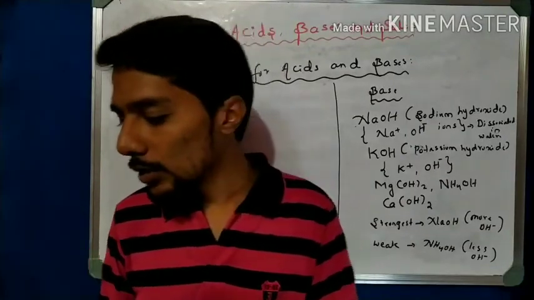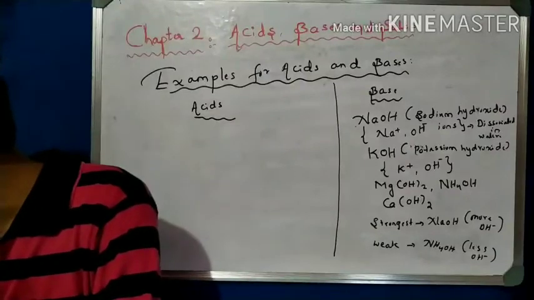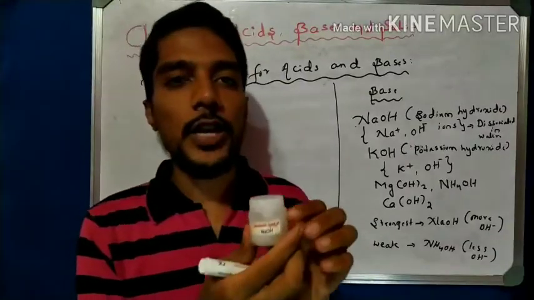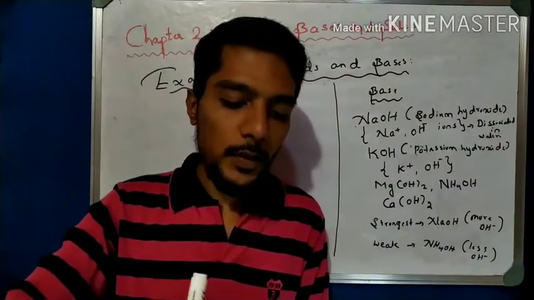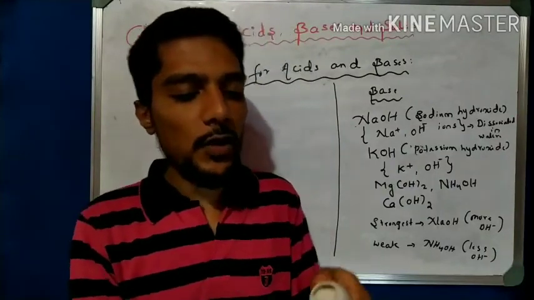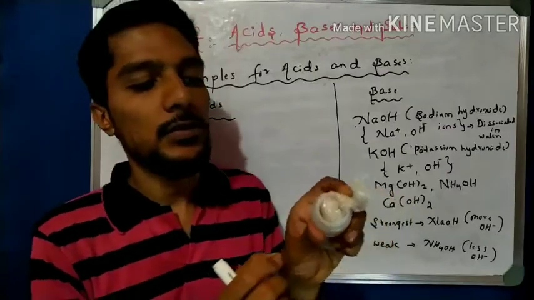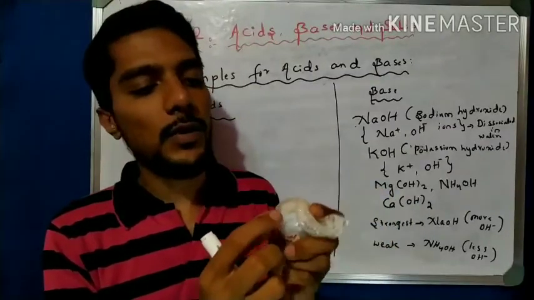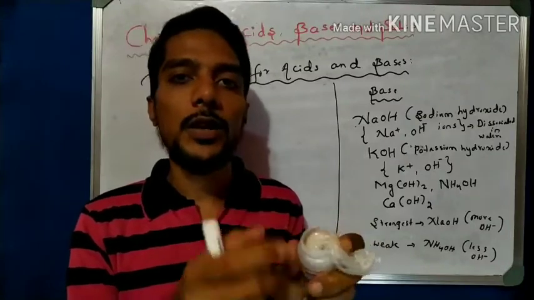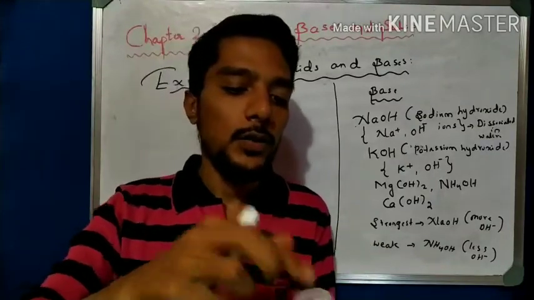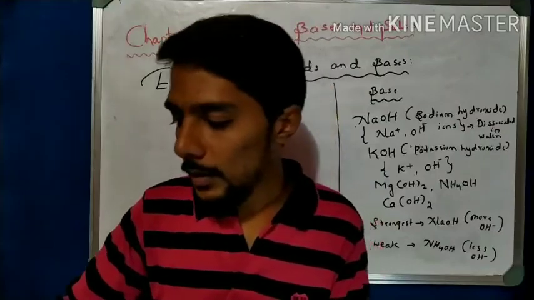Then I show sodium hydroxide. It is the same, there is no change. This is sodium hydroxide, which is the strongest base and is also present in the form of solid pellets. We dissolve it in water and we get the aqueous solution. So these are some bases.